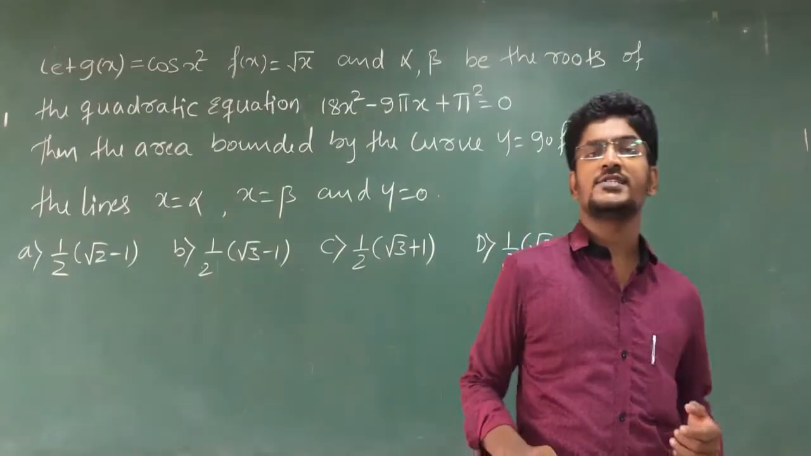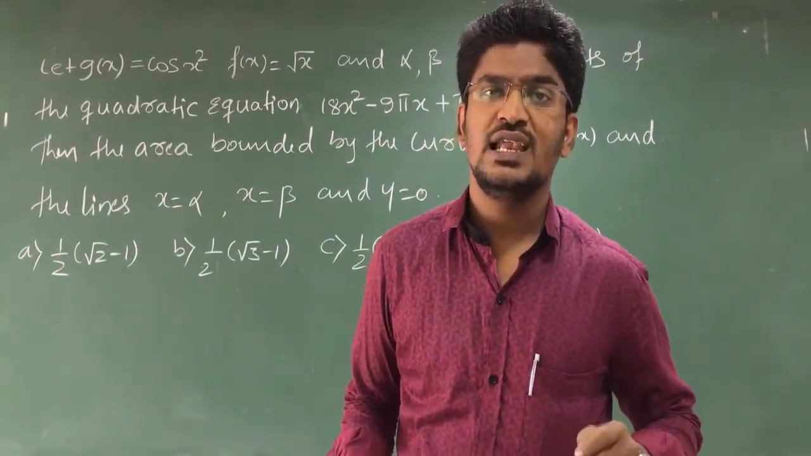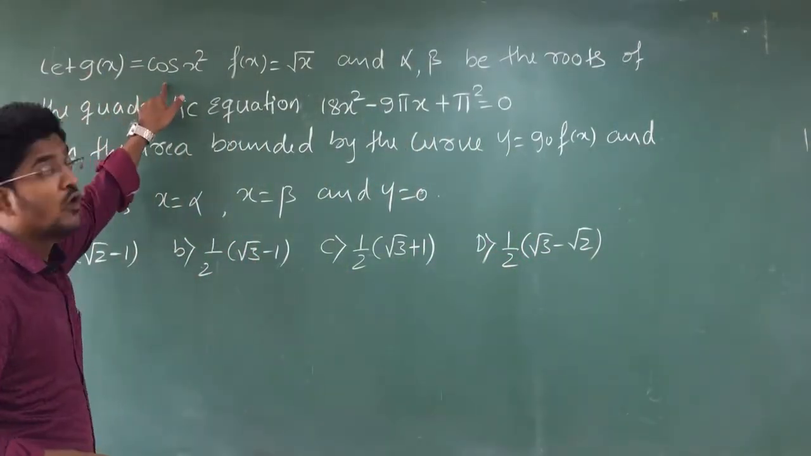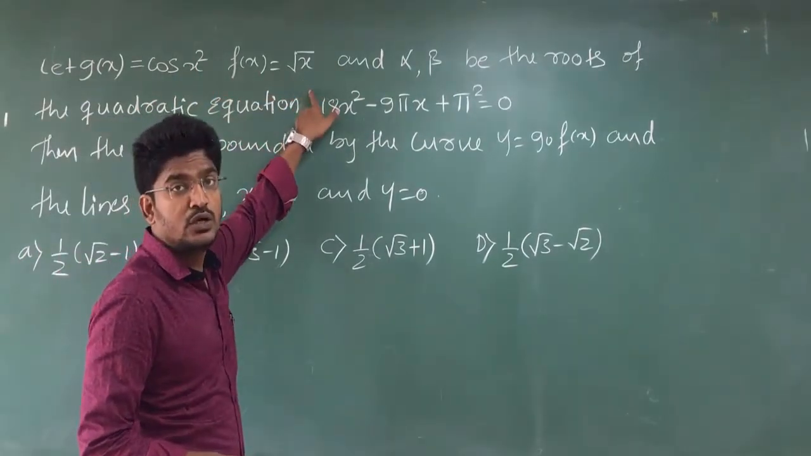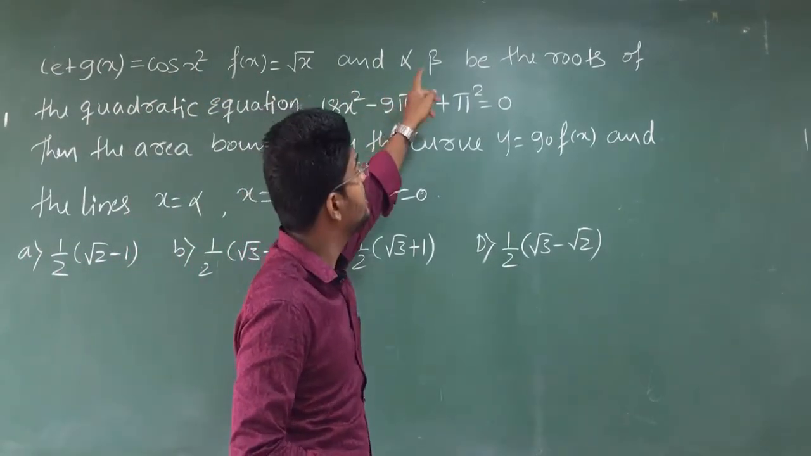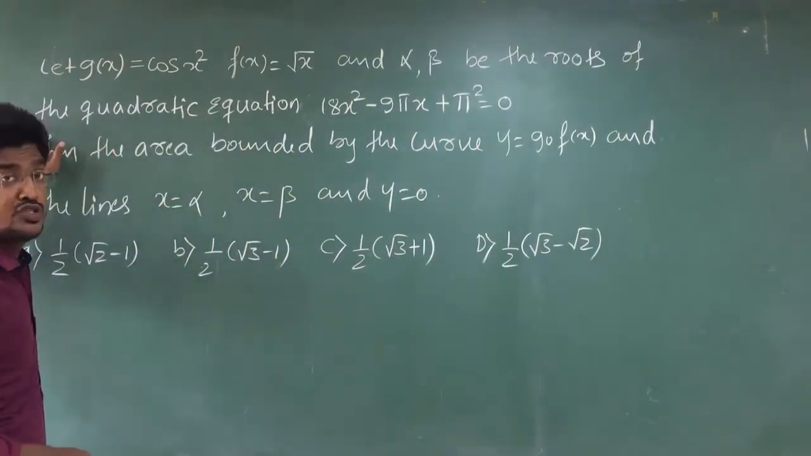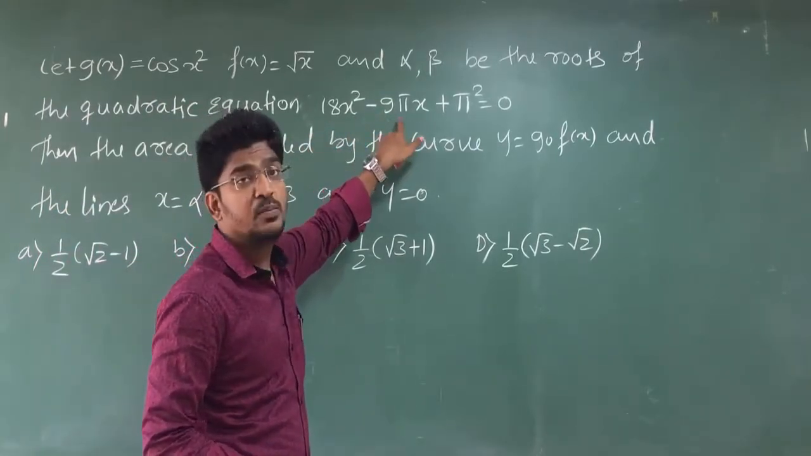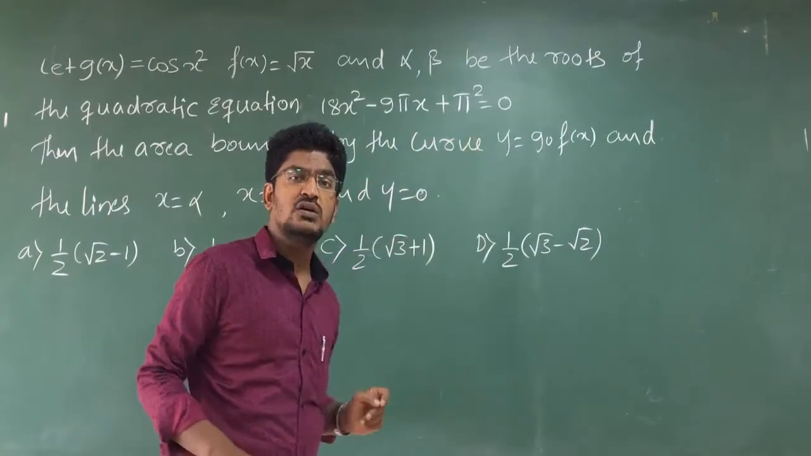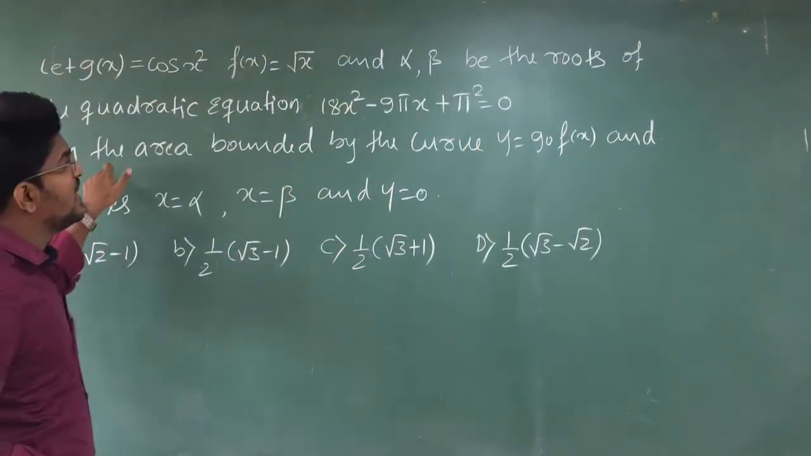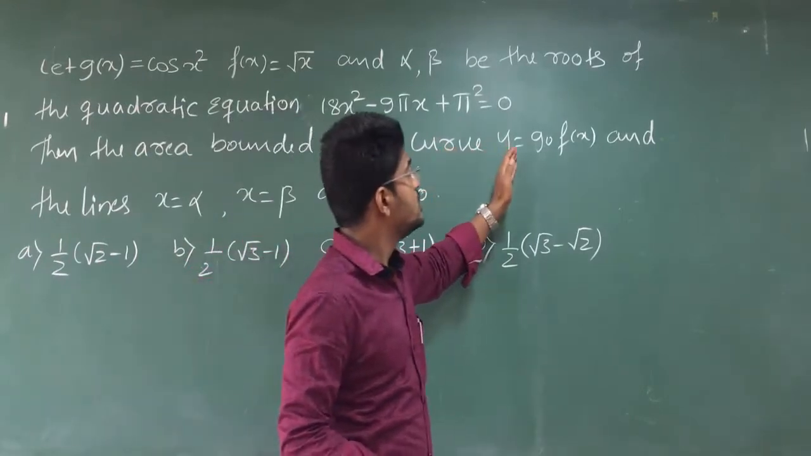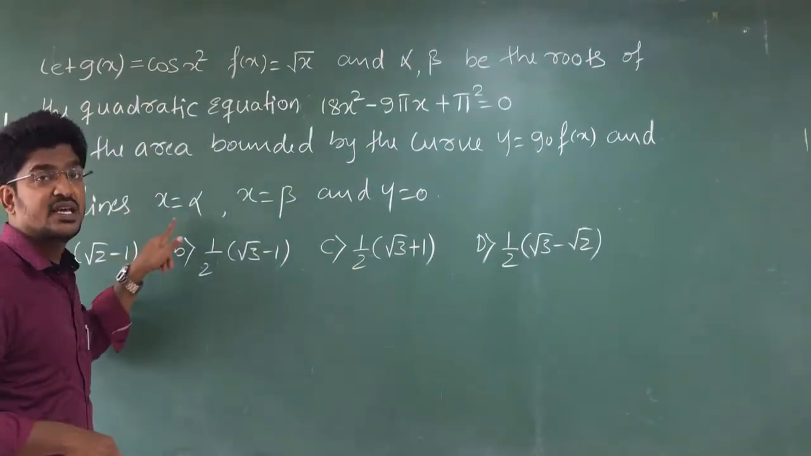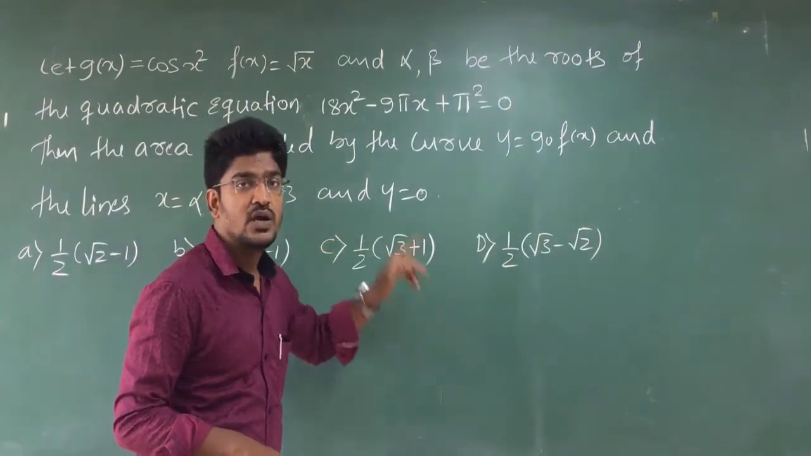Okay students, now let us move to the next question. Let us see what the question is. Let g of x equal to cos x square, f of x equal to root x, and alpha comma beta be the roots of the quadratic equation 18x square minus 9 pi x plus pi square equal to 0. Then the area bounded by the curve y equal to g of f of x, and the lines x equal to alpha, x equal to beta, and y equal to 0.